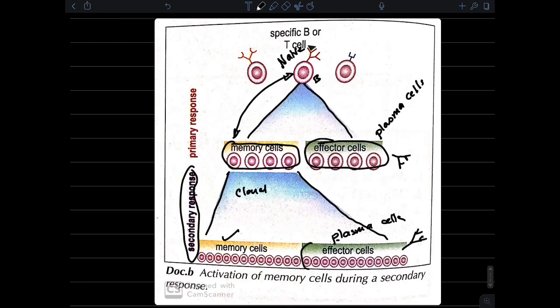If you compare the number of effector cells or plasma cells in the secondary and the primary, you notice that in the secondary immune response, the number of plasma cells is much greater than that of the primary immune response, which means that they have the ability to secrete more antibodies, and this explains why the secondary immune response is more amplified. It's also faster than the primary, since the clonal expansion or mitosis of memory cells is much faster than that of a naive B lymphocyte. Okay.